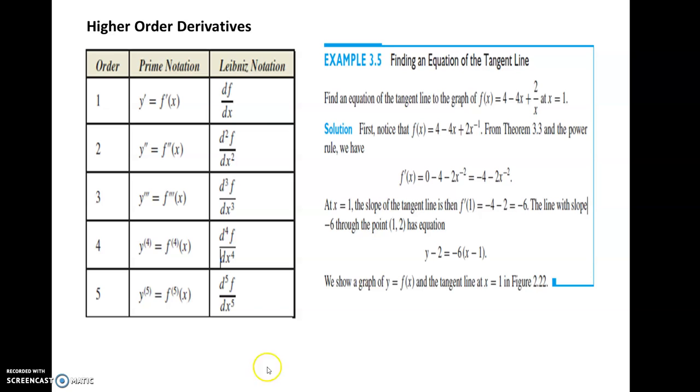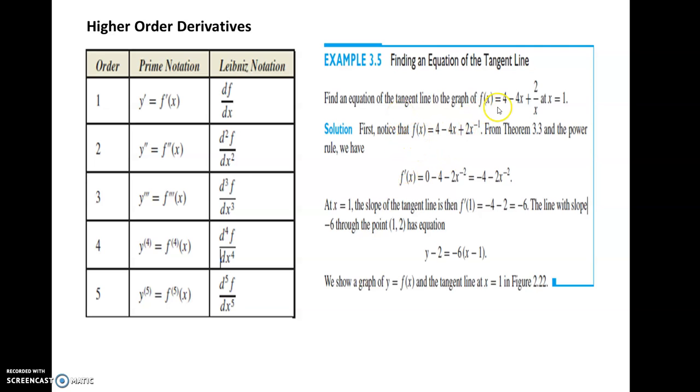Let's see another example: finding the equation of the tangent line. We are going to find the equation of the tangent line, which we have discussed in the earlier video lecture. Find the equation of the tangent line to the graph at this point. Before you find the equation of the tangent line, you need to find the slope of the tangent line. To find the slope, I have to find the derivative.